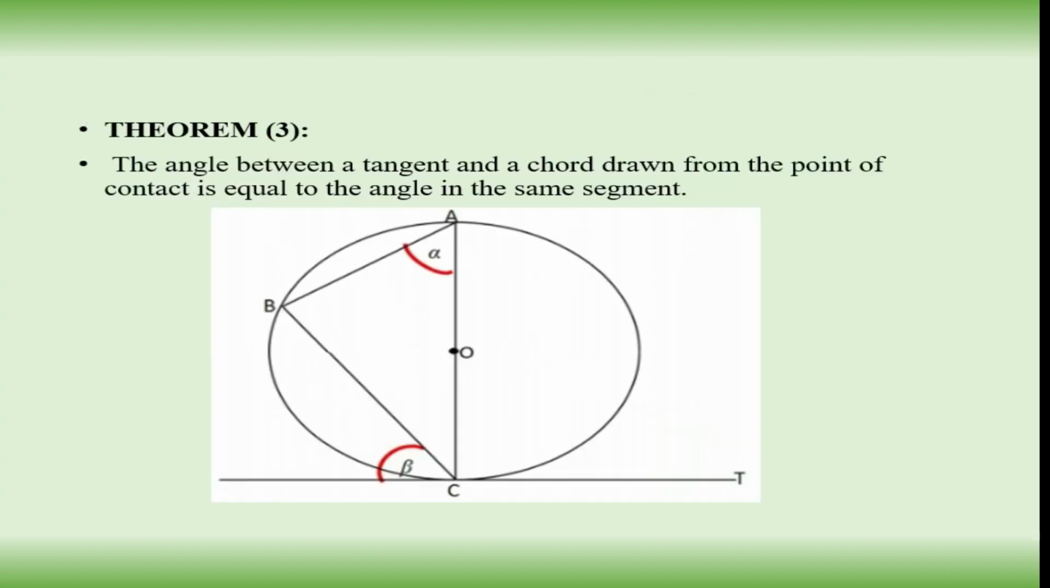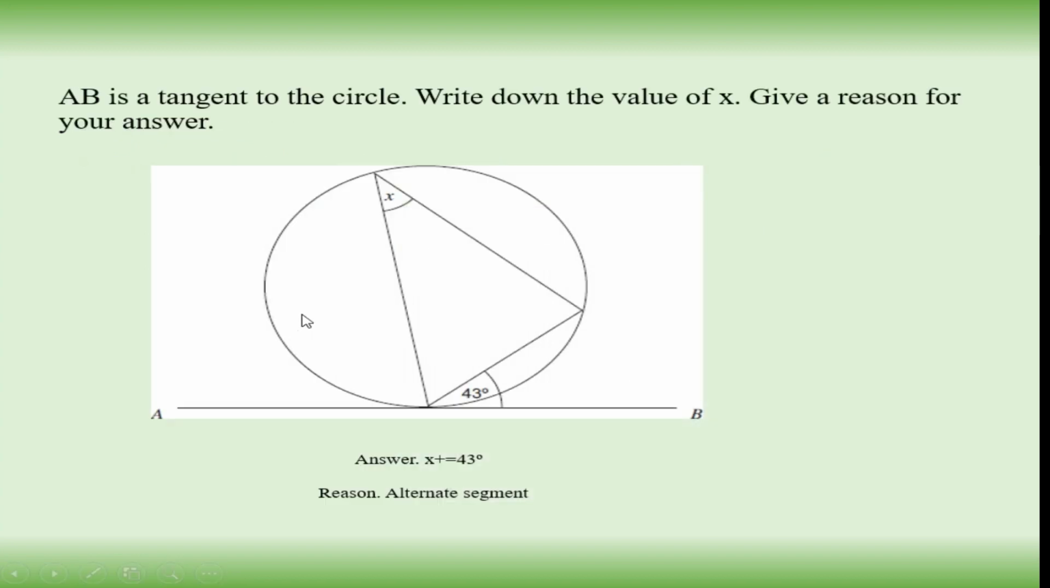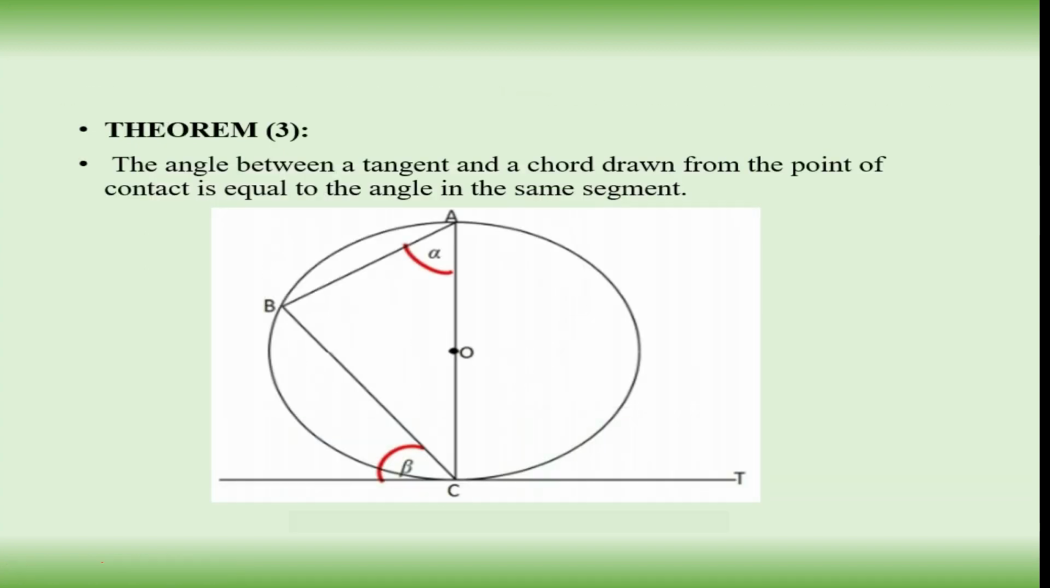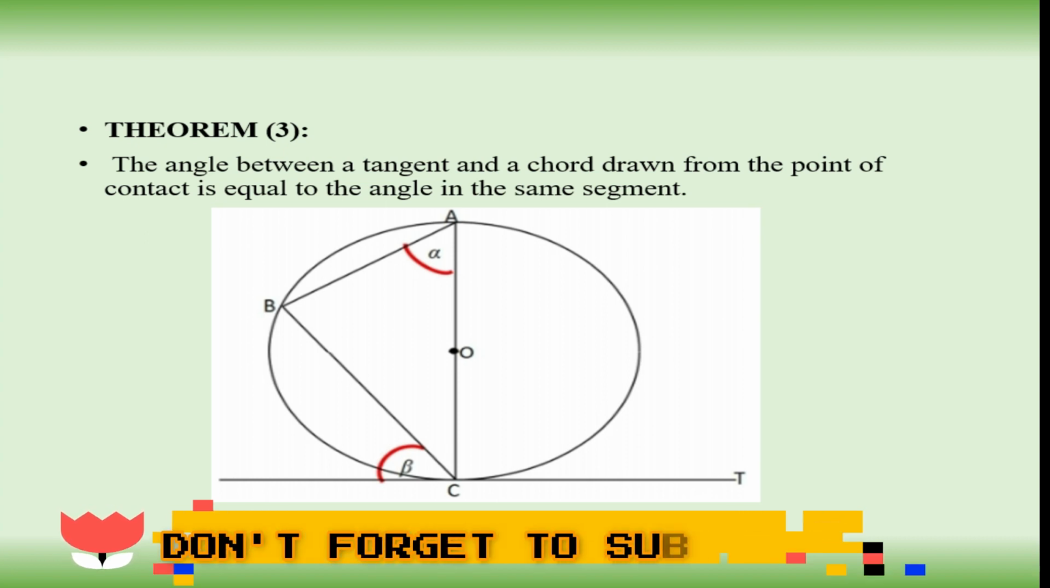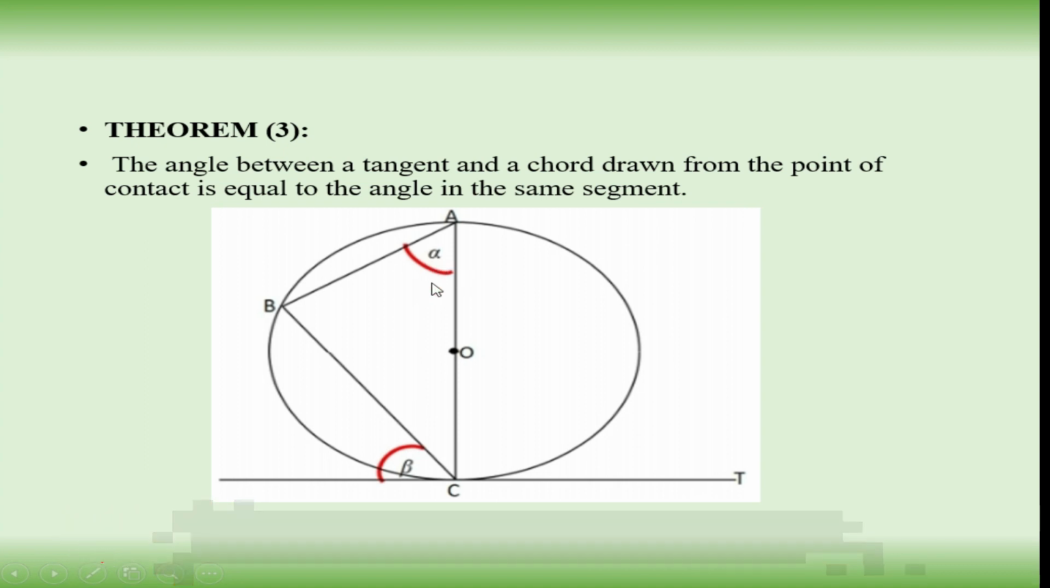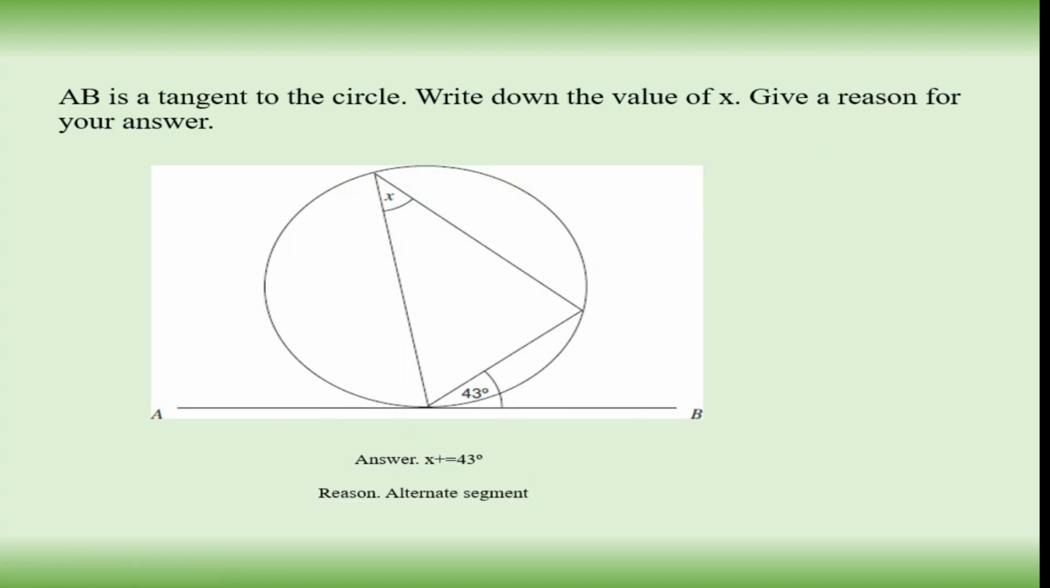Now theorem 3 is still continuing. The angle between a tangent, which is here, the line touching the circle, and a chord, drawn from the point of contact, is equal to the angle in the alternate segment. So what we mean here is this beta angle here is equal to the alpha angle over here. So look at the theorem very well. Let's pick an example. So x will be equal to what? 43 degrees, just as we have seen over there.